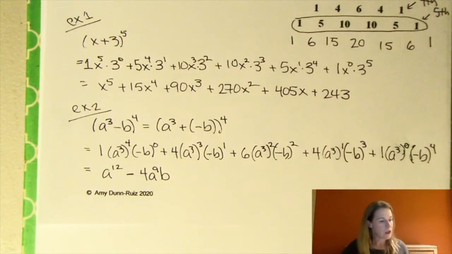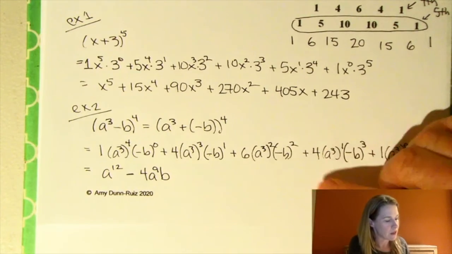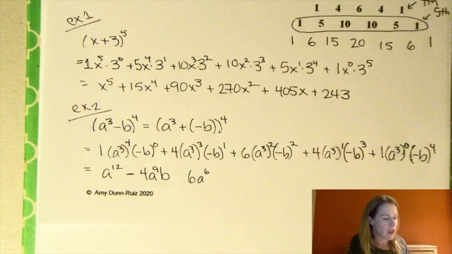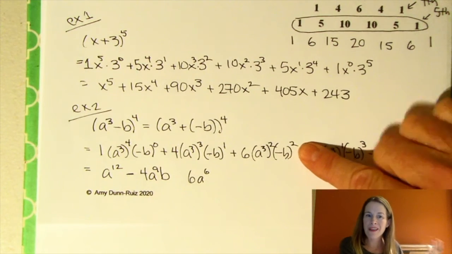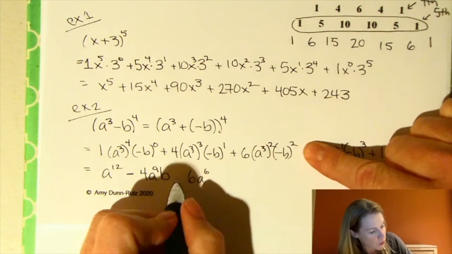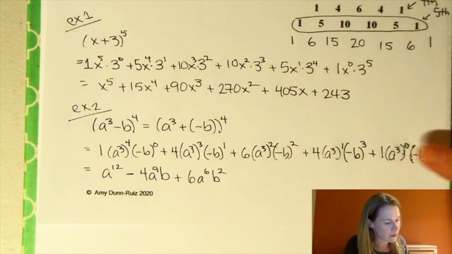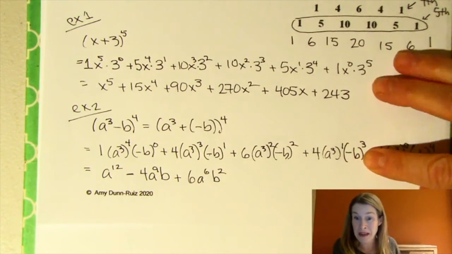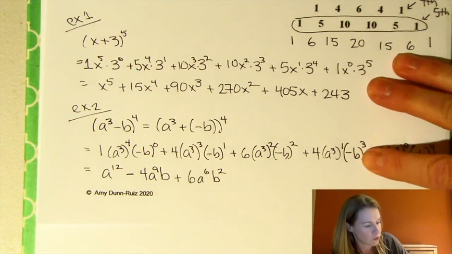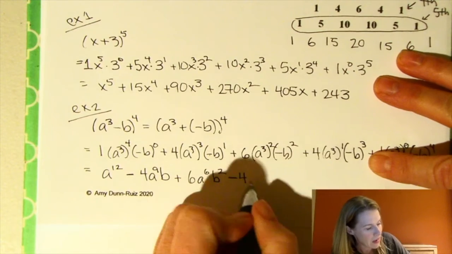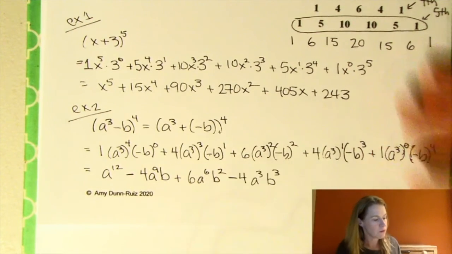The next term, I have 6. I have a to the 3 times 2, so to the 6th, and my negative b is squared. So that's going to give me positive b squared. So I'll put a plus here and then my b squared. Moving on, I know my power on my b is going to be odd, so I know it'll be negative b cubed. So I'll just throw that negative right there. That gives me 4 a to the third, b to the third.